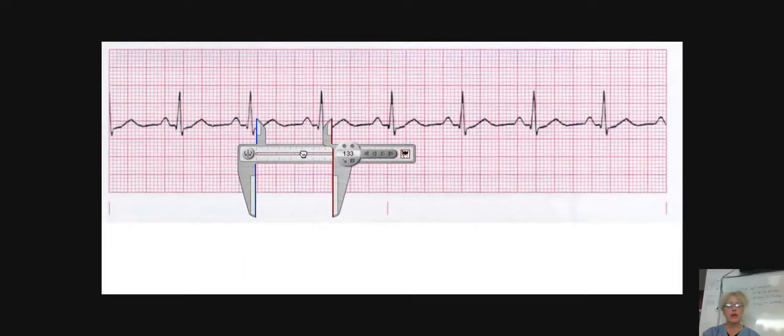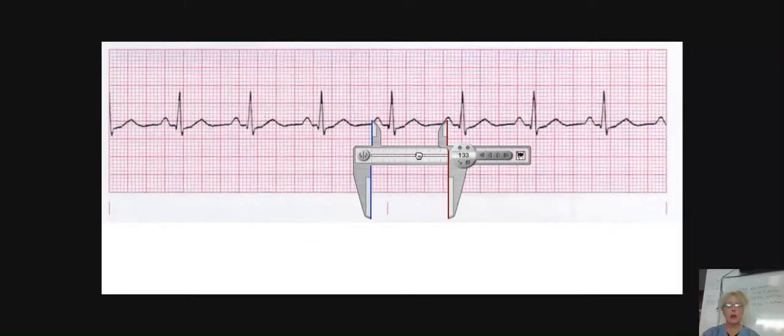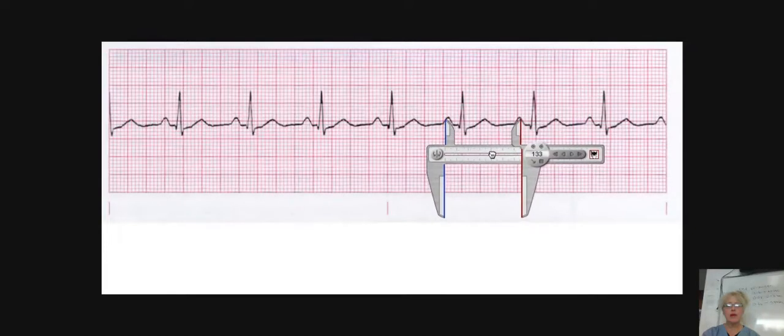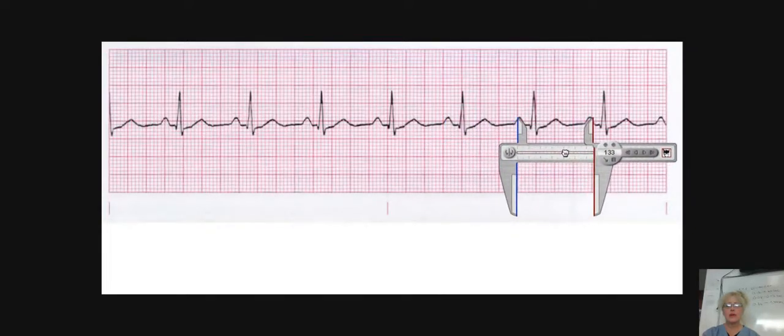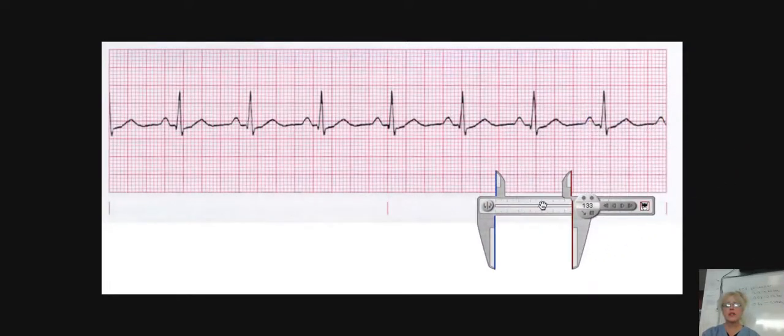Peak of the P, regular. Peak of the P, regular. Peak to peak, regular. Same. So what has this told us? The R to R's measure regular. The P to P's are regular. There is a P for every QRS and a QRS for every P. So far, so good? Yeah. Cool.